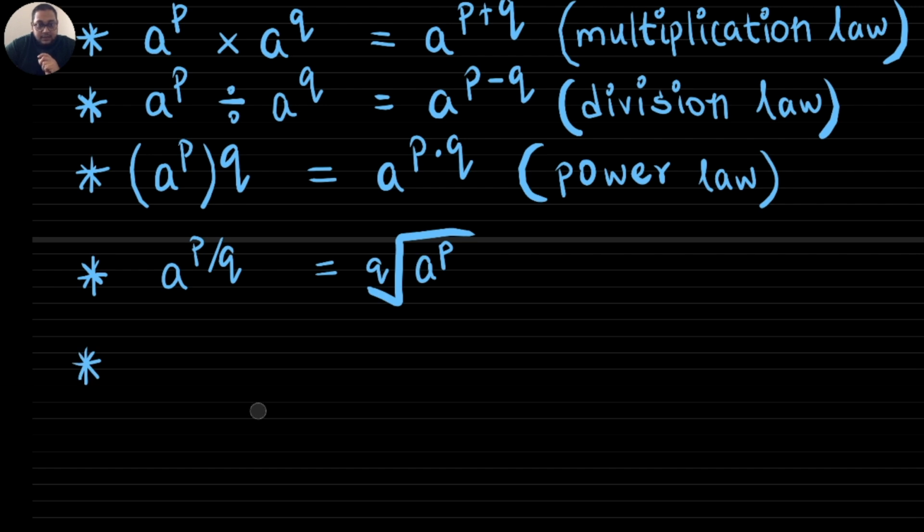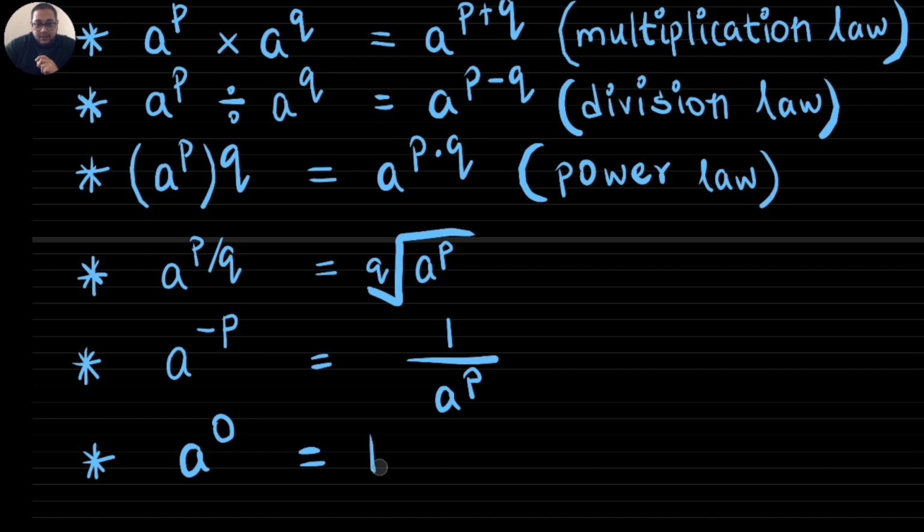For our next law, I'm going to consider a negative power. Let's assume a to the power of negative p. This is also known as taking the reciprocal of the given term, hence the power becomes positive. For the next law, I'm going to consider a base to the power of 0, and this would be always equal to 1. But also note that a in this case, that is your base, cannot be equal to 0.